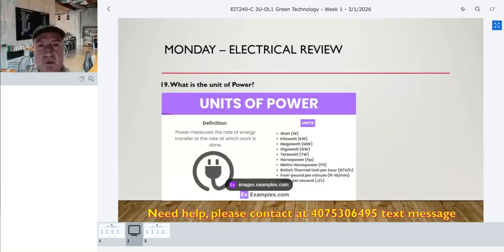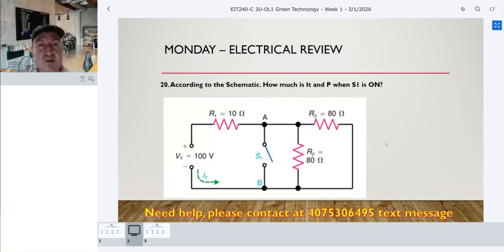What is the unit of power? We have different answers over here. The more common answer is watts. Kilowatt, megawatt, gigawatt, terawatt, horsepower, motors in control, but the answer for that is watts, okay? What is the unit of power? Guys, watts. And the last question: according to the schematic, how much is IT and P when S1 is on?